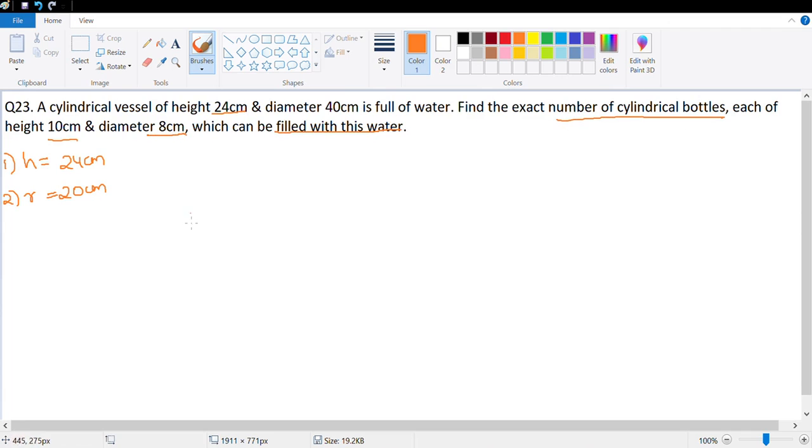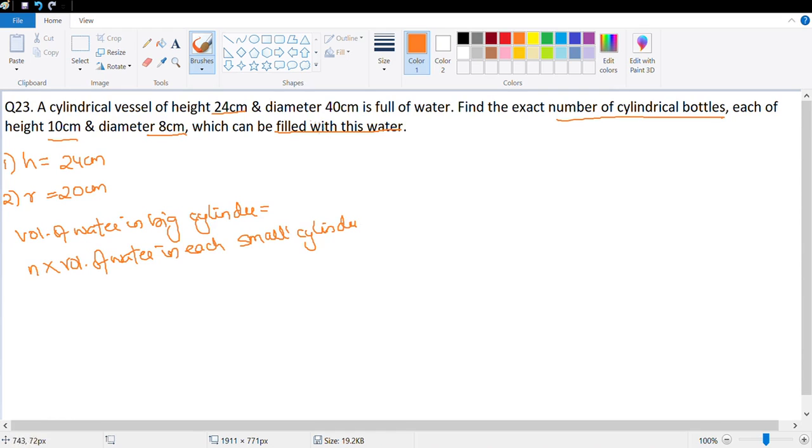Okay, so what is given is a volume of water in big cylinder is equal to n times volume of water in each small cylinder.